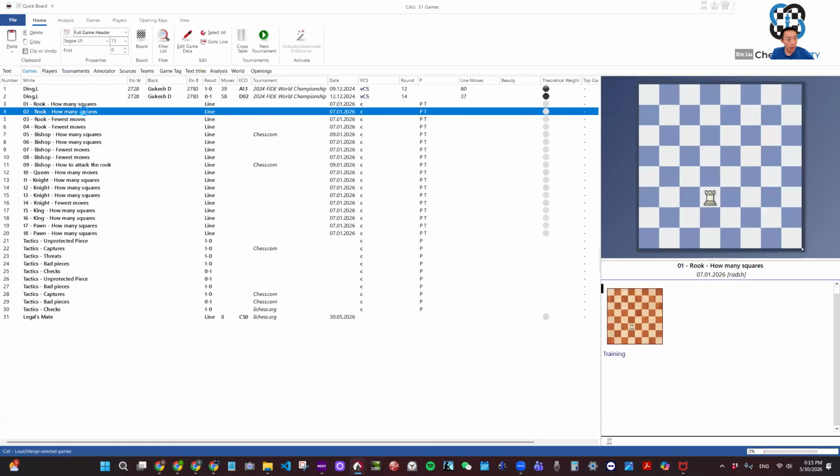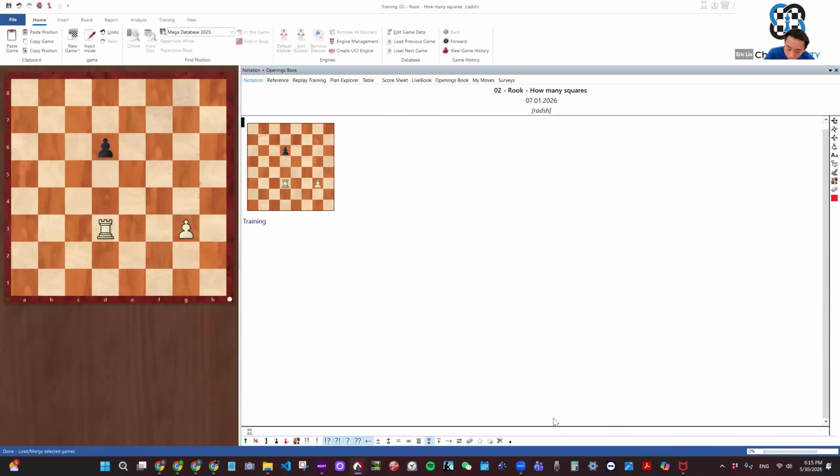All right. Here's a similar example with the rook. How many different squares can the rook move to in this position? Okay, the correct answer is 10.